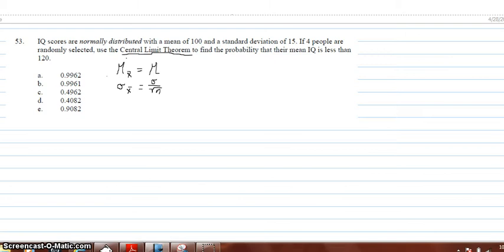Now let's highlight what the important information is. We have a mean of 100. We have a standard deviation of 15. We have 4 people, so that's our n. It's a number. And then we have a mean IQ less than 120.